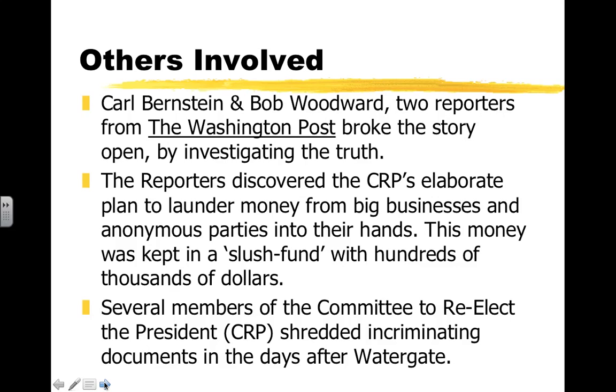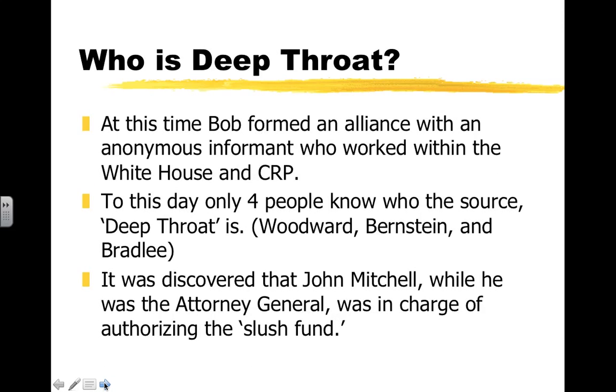They discovered that there was laundered money from big businesses, and this money was known as a slush fund. So clear evidence here of possible Nixon involvement. And there's also the concept of Deep Throat. During this time, Deep Throat was not known. However, most recently it was discovered who Deep Throat was. But again, Deep Throat was an anonymous informant.